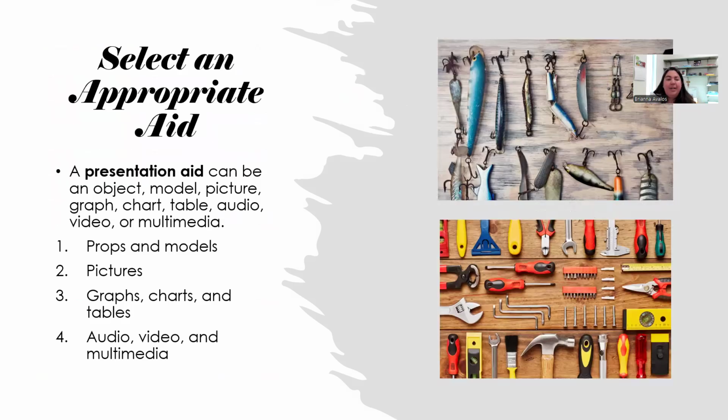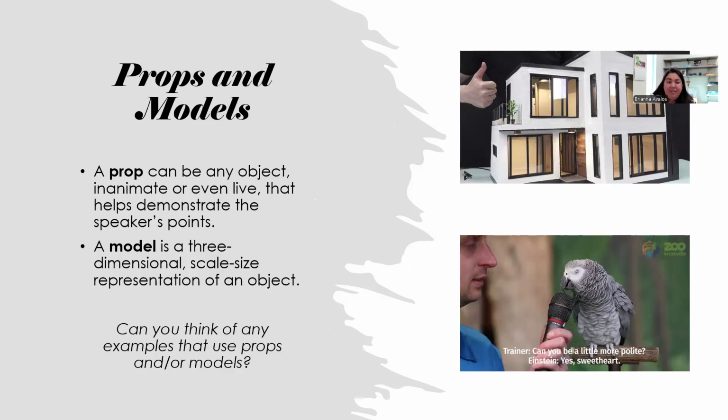Oops, too fast. I'm sorry. So this is what the first half of this lecture is going to look like, choosing the appropriate presentation aid. Now, it could be an object, a model, a picture, graphs, charts, tables. And so we have all of these different ways to help us with our presentations, to help us when we're verbally talking to someone.